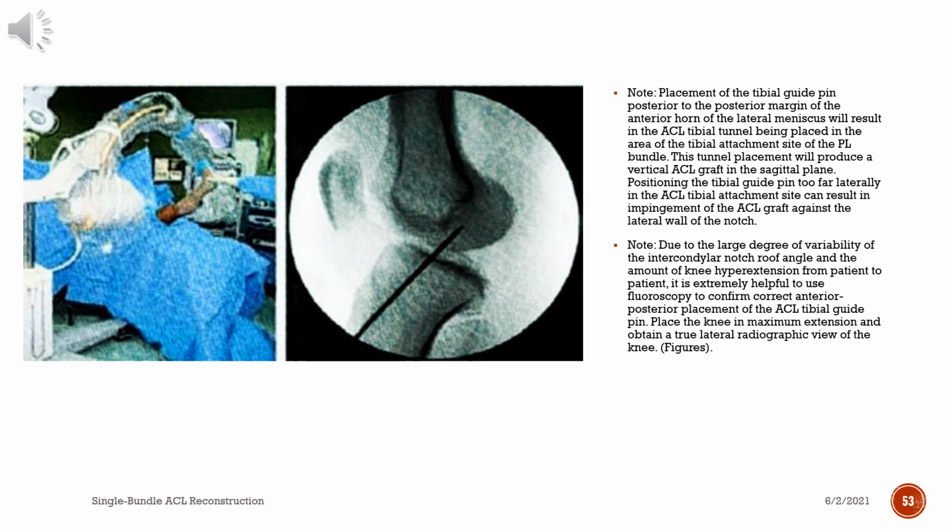Note: due to the large degree of variability of the intercondylar notch roof angle and the amount of knee hyperextension from patient to patient, it is extremely helpful to use fluoroscopy to confirm the correct anterior-posterior placement of the ACL tibial guide pin. Place the knee in maximum extension and obtain a true lateral radiographic view of the knee.